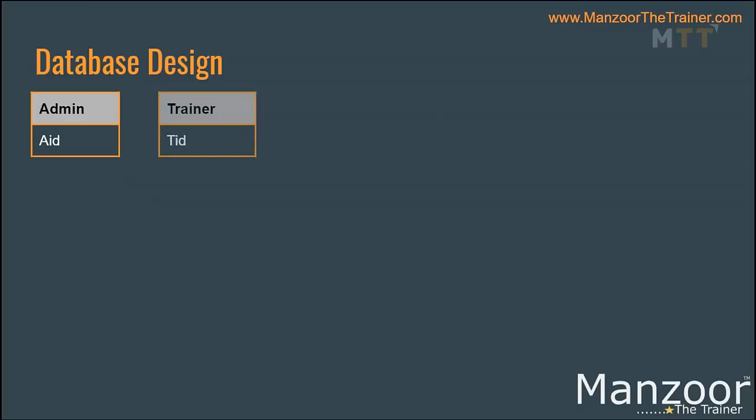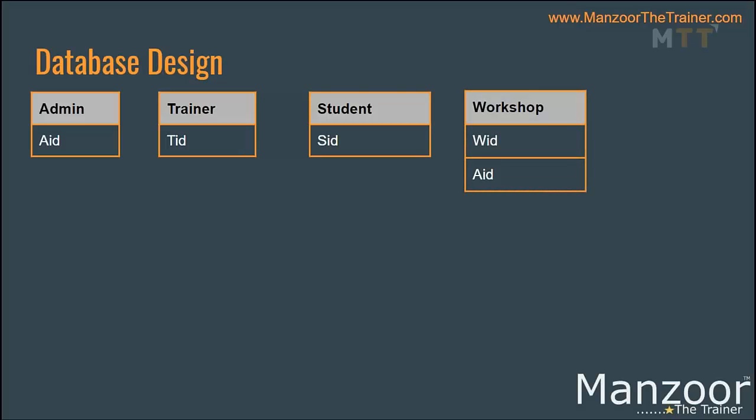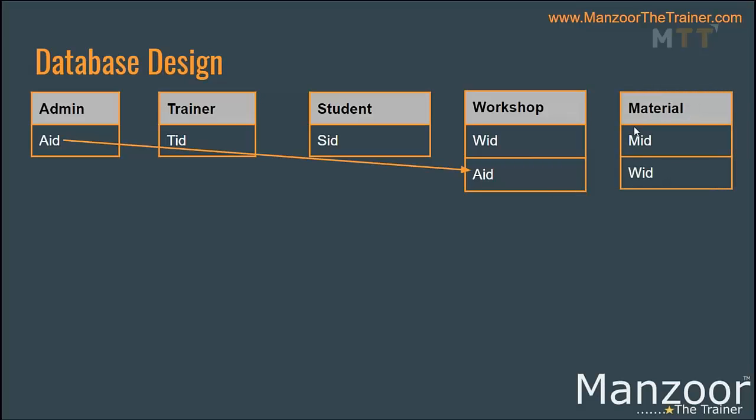Admin, trainer, student. Admin ID, trainer ID, student ID, and you have all the parameters or all your fields, whatever you want. Then you have workshop. This workshop is created by so and so admin. Is this clear? Then you have material. This material belongs to so and so workshop.